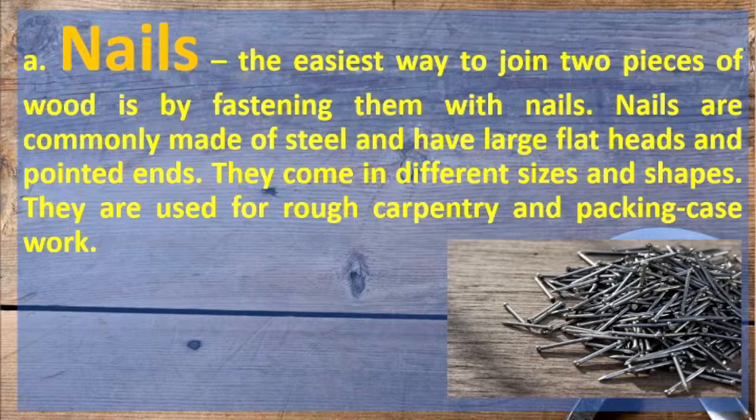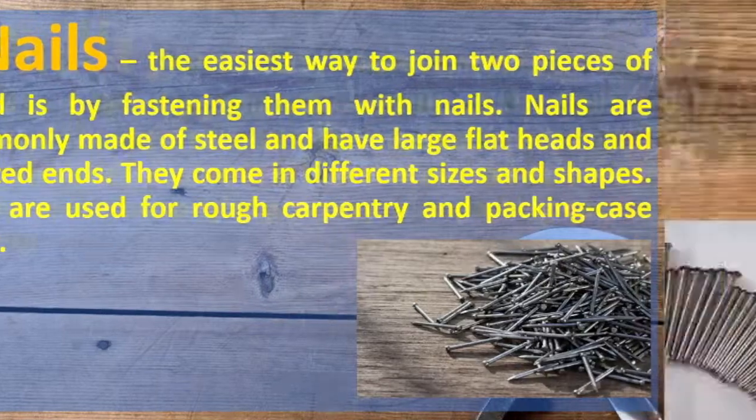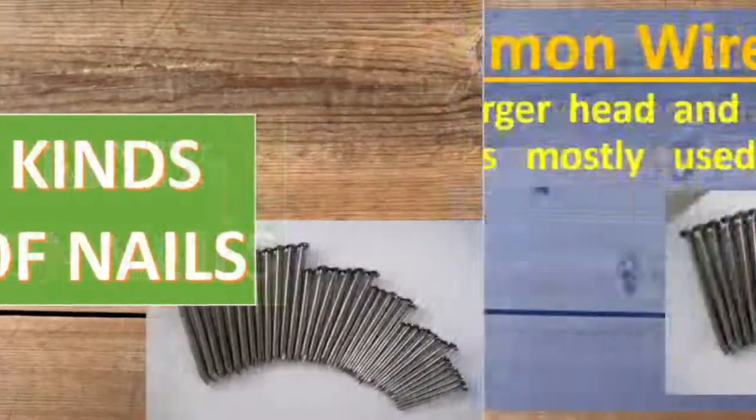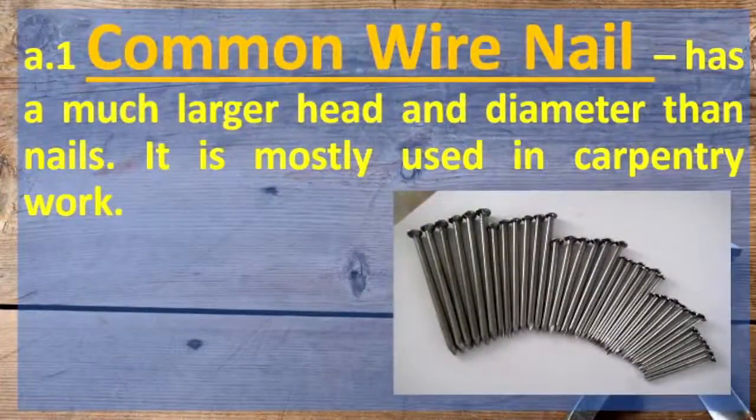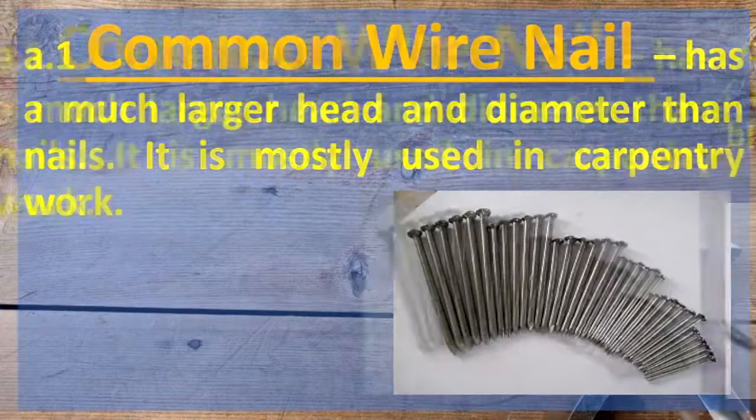Nails are commonly made of steel and have large flat heads and pointed ends. They come in different sizes and shapes. They are used for rough carpentry and packing case work. Kinds of nails. Common wire nail has a much larger head and diameter than other nails. It is mostly used in carpentry work.